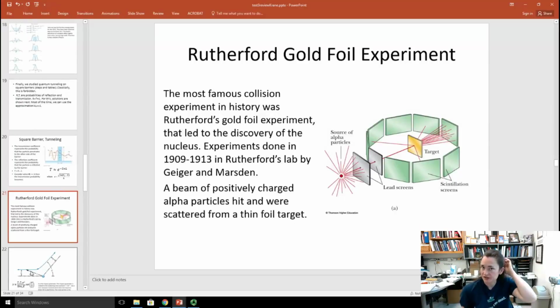Moving on to chapter 6, the first thing that we covered was the Rutherford gold foil experiment. This was the most famous collision experiment in history. So basically what happened was, in this experiment, they had a source of alpha particles, which are just helium nuclei, and they passed them through some slits to collimate them, or some pinholes, and they accelerated them through a voltage. And then they were incident upon a gold foil target, and the gold foil was very thin. It was on the order of 600 nanometers or so thick.